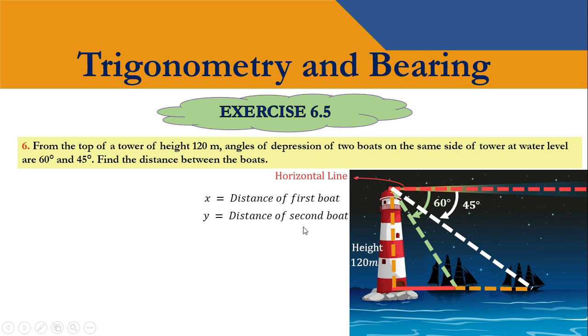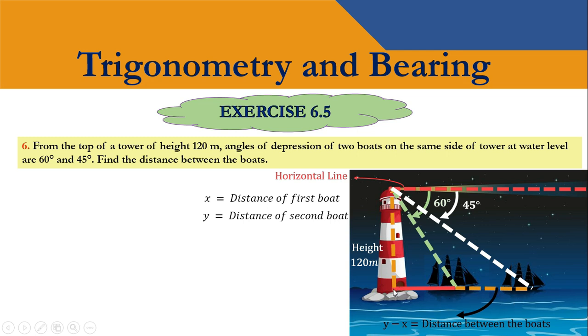We will calculate the distance of the first boat and then the distance of the second boat, and then we have to find the distance between the boats. So how will we get the distance between the boats? The distance between the boats should be equal to y minus x. If we subtract the distance of the first boat from the tower from the distance of the second boat from the tower, we get the distance between the boats.